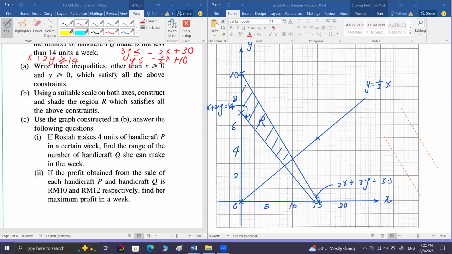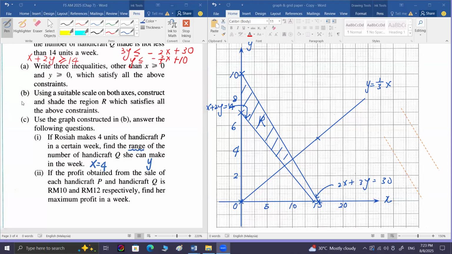If Rosia makes 4 units of handicraft P, means when X is 4, find the range of the number of handicraft Q, means Y. Find the range of Y she can make in the week. So means how? Okay, class, now you draw a line of X equal to 4 here.